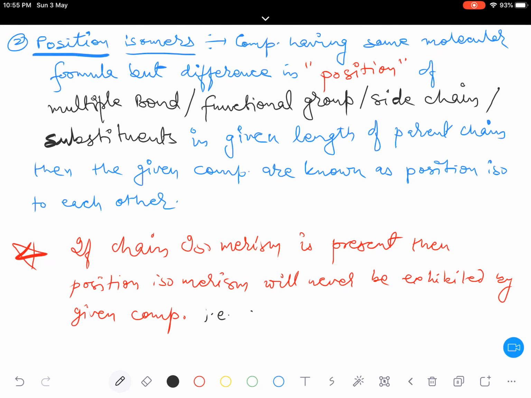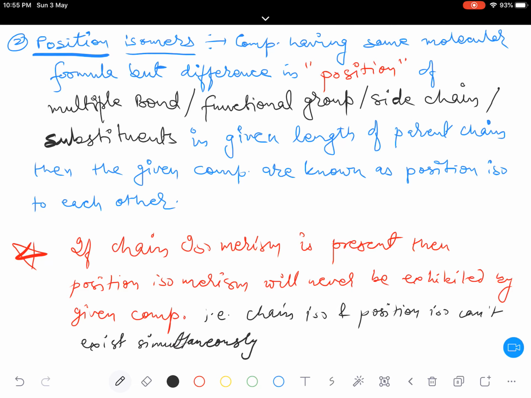Okay, means we can write that is, chain isomerism and position isomerism cannot exist simultaneously. Is that clear? Any confusion, any doubt?